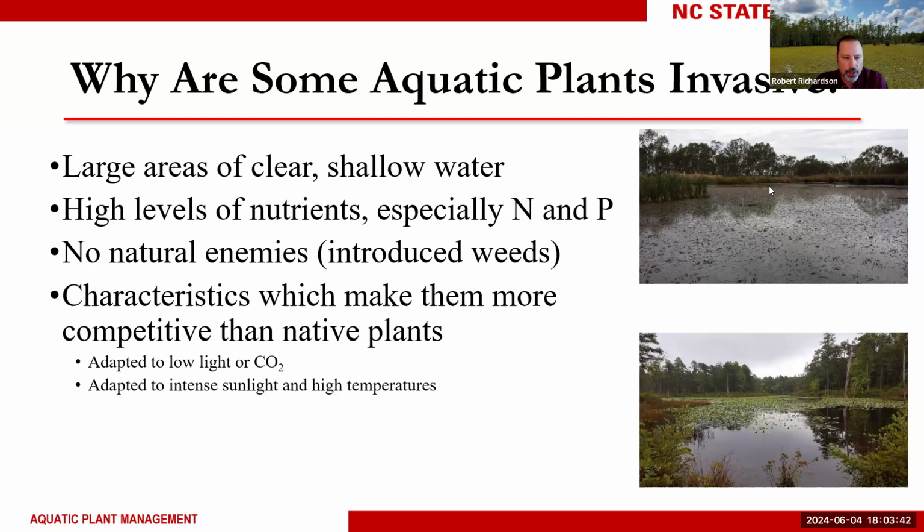We have either moderate or high levels of nutrients, so that also helps fuel plant growth wherever plants can get sunlight. With introduced plants like Eurasian water milfoil, they typically don't have a lot of natural enemies. There are a few insects that were pests of some of our native milfoils that can be found on Eurasian, however. And then some of our invasive species just have characteristics which make them more competitive than native plants. Some may be able to conduct photosynthesis a little bit more efficiently than our native plants. Some are more shade tolerant, but they may have characteristics that just help drive their growth.